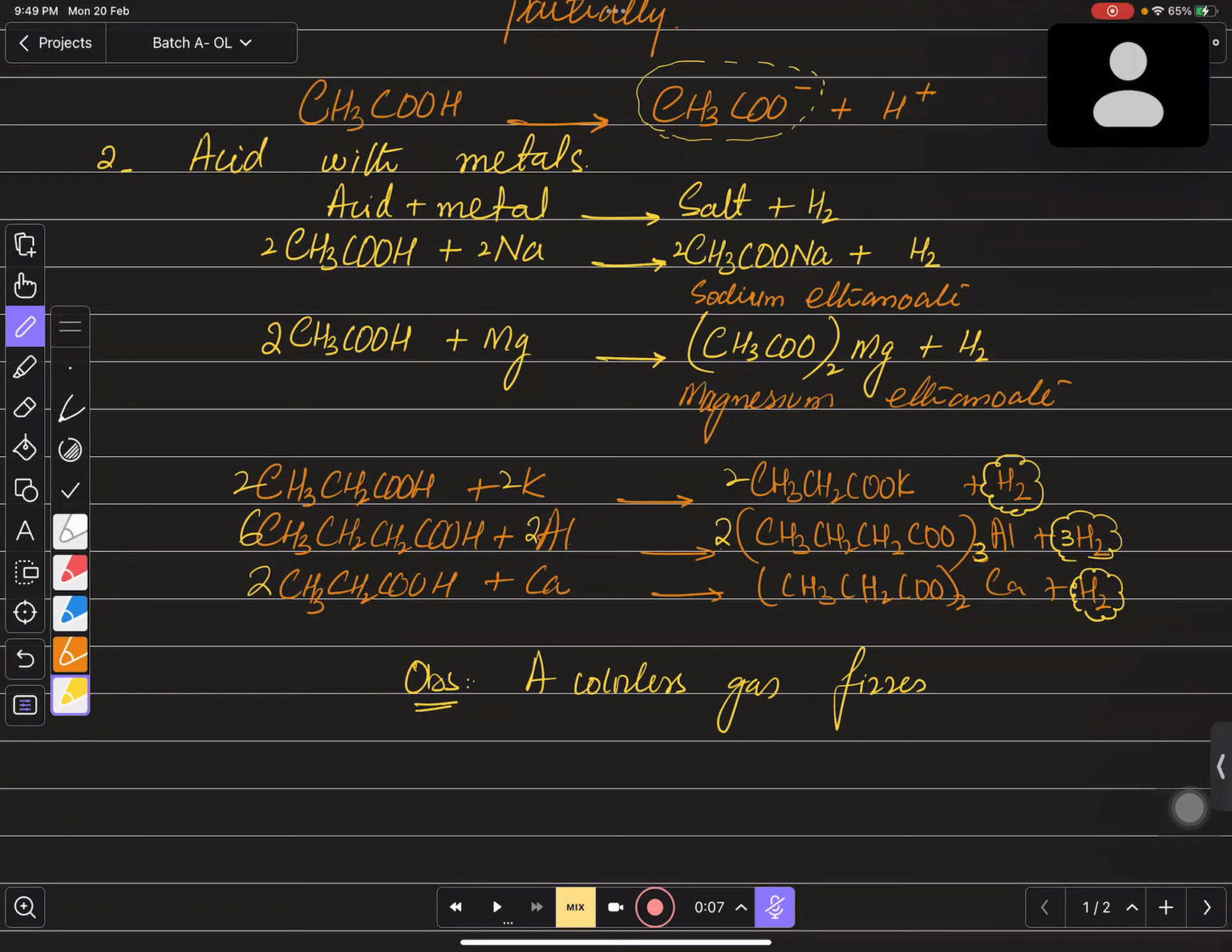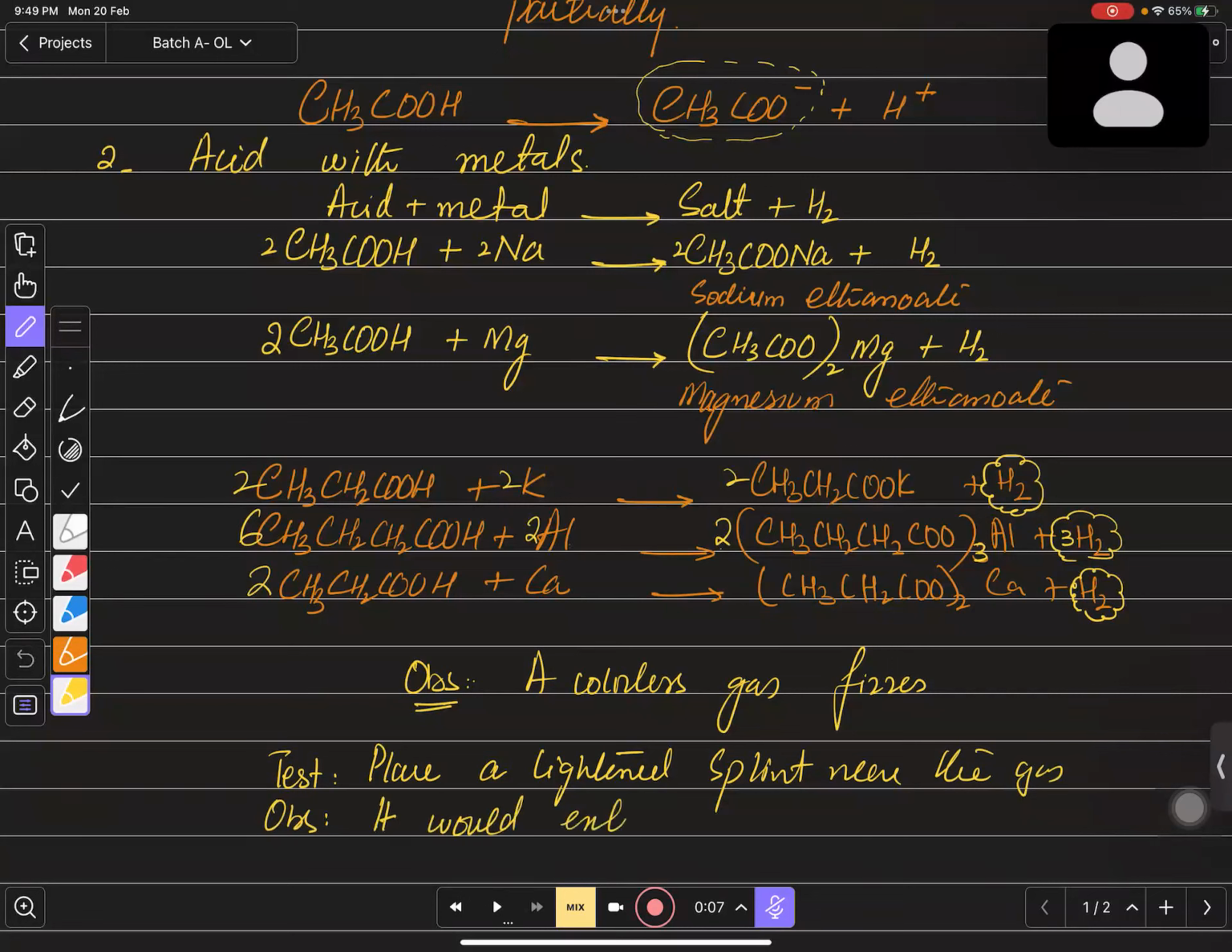And also you need to keep remember, if they ask for the test for this gas, you need to know what we need to do: place a glowing, a lit splint near the gas. So what would be the observation of this? This is hydrogen gas. So we know that the lit splint extinguishes with a pop sound. Right, bacho?